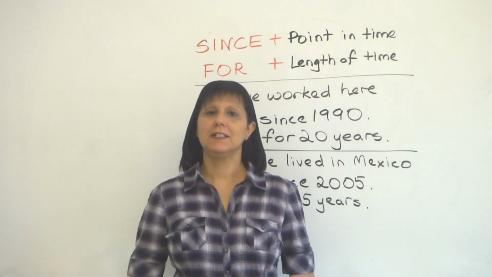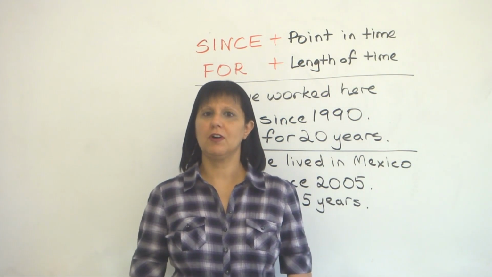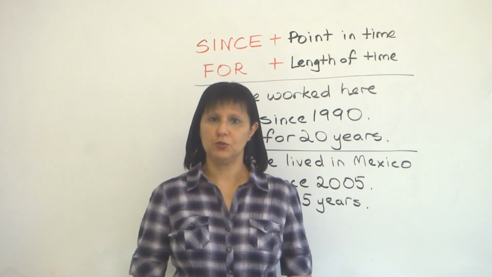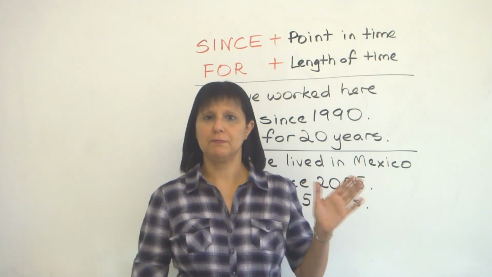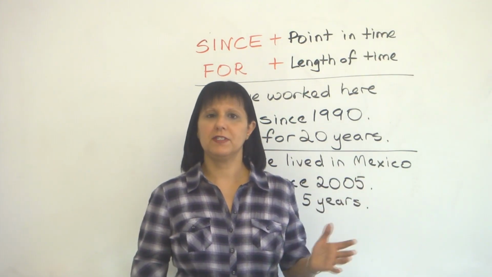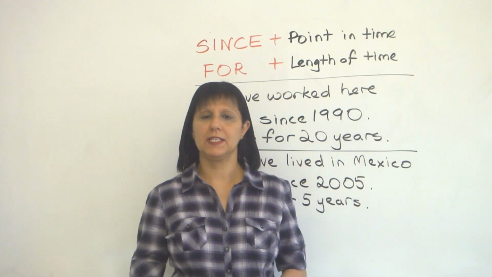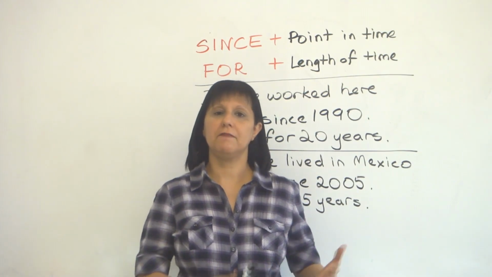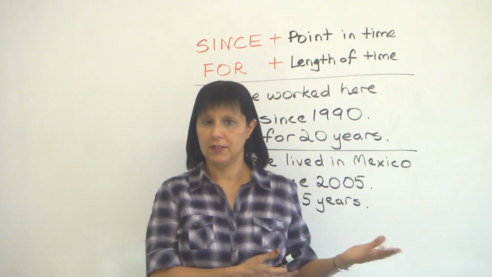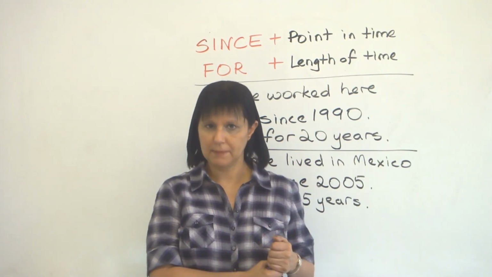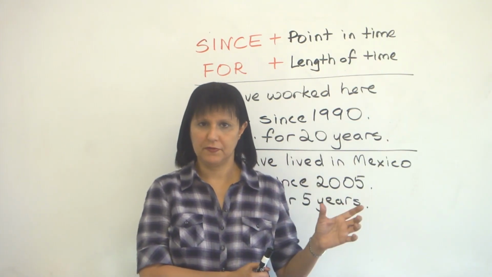My name is Rebecca, and in today's lesson we're going to talk about two commonly confused words that are used with the present perfect tense. Now, the present perfect tense is usually when we say something like I have been, I have seen, you have gone, they have been, right? That is the present perfect tense.